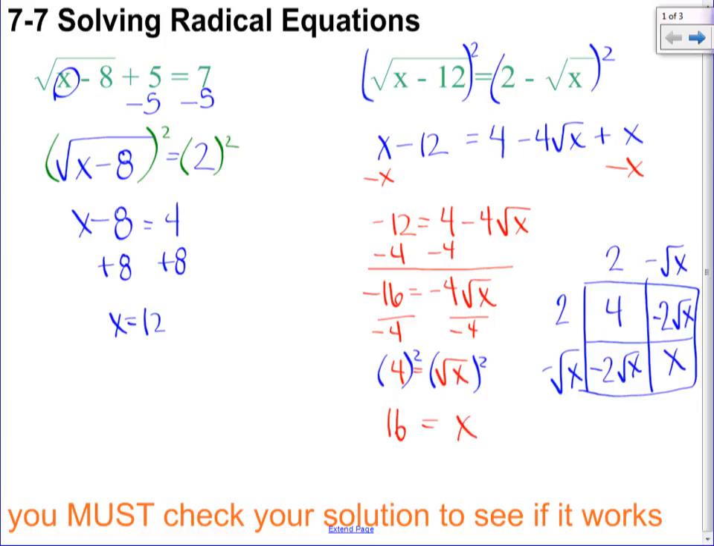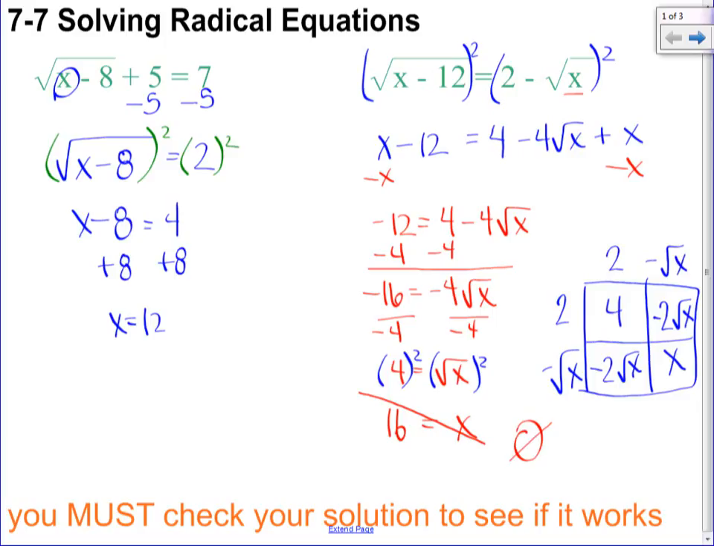Let's make sure it works. So if we put 16 on the left-hand side of the original equation, we get 16 minus 12, which is 4. Square root of 4 is 2. So we get 2 on the left. And then if we put 16 over here, we get 2 minus 4, which is negative 2. So we have 2 equals negative 2. Is that true? Okay, so then this does not work, and we have no solution.